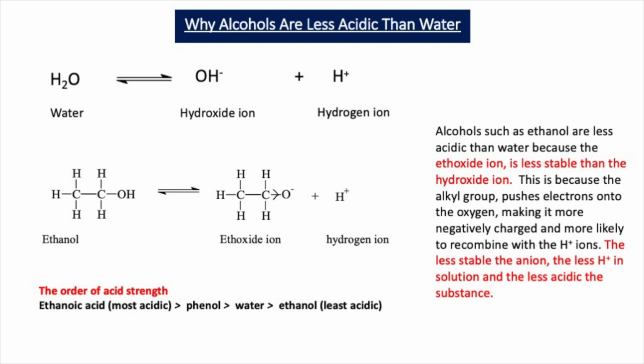So the ethoxide ion is less stable than the hydroxide ion, because in the ethoxide ion the charge is on the oxygen because the alkyl group is pushing electrons onto the oxygen, and therefore if the ion is less stable, there are less H plus ions in solution because the H plus ions are more likely to attack it, and therefore if there's less H plus ions in solution, it's less acidic.